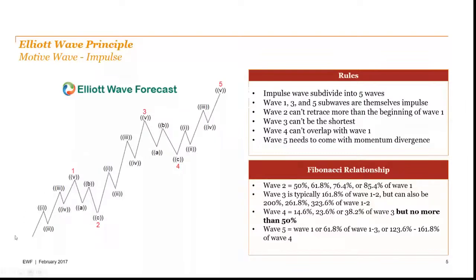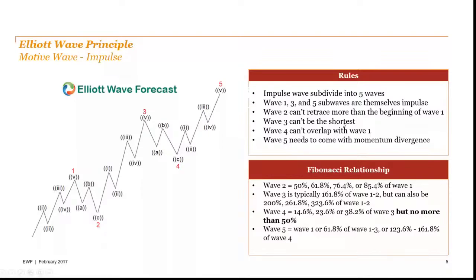So usually wave 3 is 1.618 of wave 1. Usually it's the strongest and the longest, but it doesn't have to be. Sometimes it's not the longest and the strongest, but the rule says it cannot be the shortest wave. So this is really the most important thing: wave 3 cannot be the shortest wave. Wave 4 cannot overlap with wave 1. This wave 4 in red here cannot overlap with wave 1. Meaning when we pull back in wave 4, this pullback cannot be so deep that it touches or goes into the territory of wave 1.